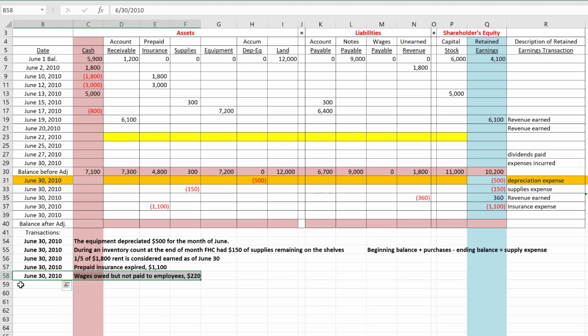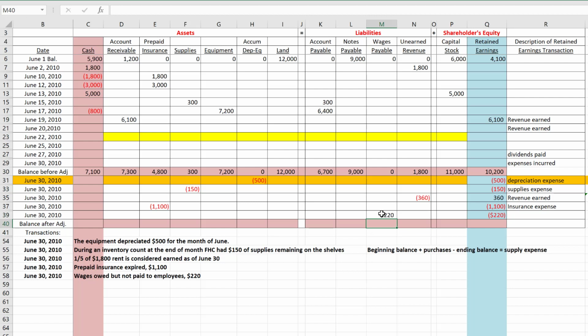So preemptively, what we want to do is account for the expense, and the expense here is $220, but we're not actually paying for it. We're simply creating a wages payable. So in this case, we have a wages payable of $220, and corresponding to this, we have a wages expense of $220.